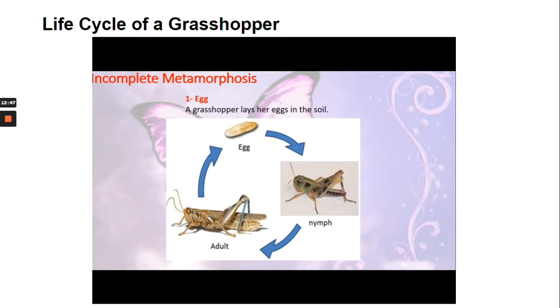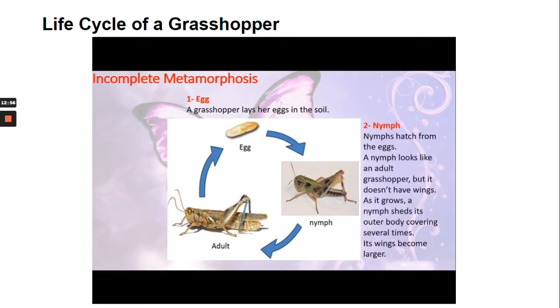First stage, a grasshopper lays her egg in the soil. The second stage, nymphs hatch from the eggs. A nymph looks like an adult grasshopper, but it doesn't have wings.